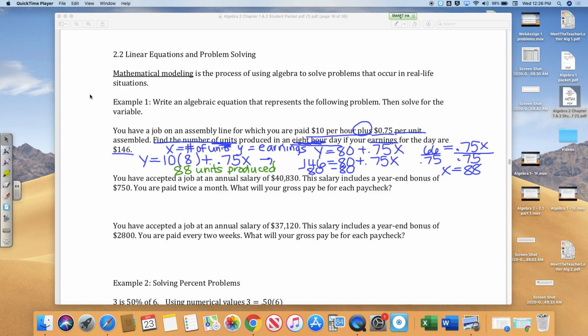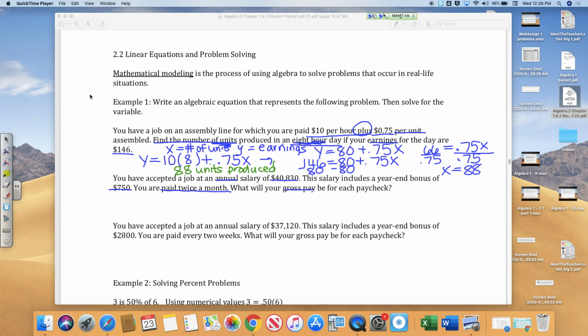All right, so as I read that, I should have underlined the important information, but here we go. Our annual, that means once a year, salary is this. This includes one year-end bonus of $750. So we have $750 as just a bonus. And we are paid twice a month. That's really important. We want to know what our gross pay is for each paycheck. That's a fancy way of saying how much money will be in each paycheck. So that's what we're trying to find.